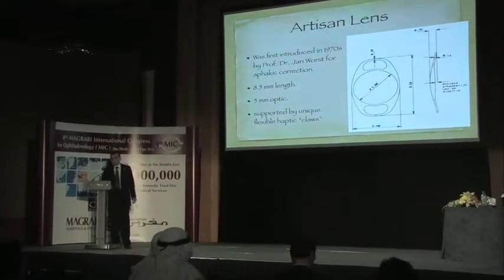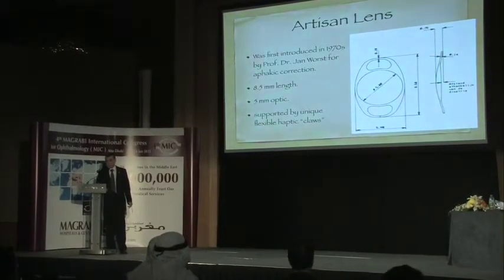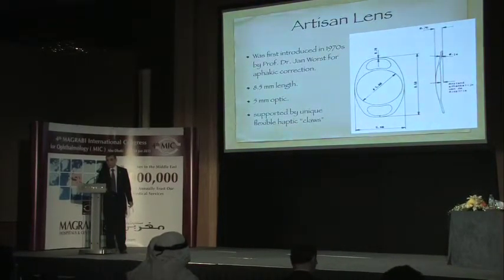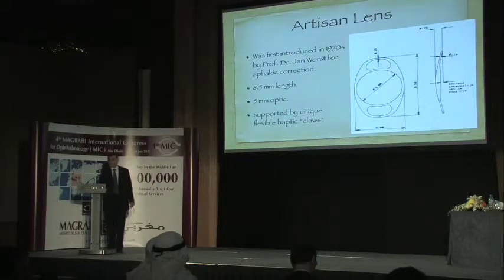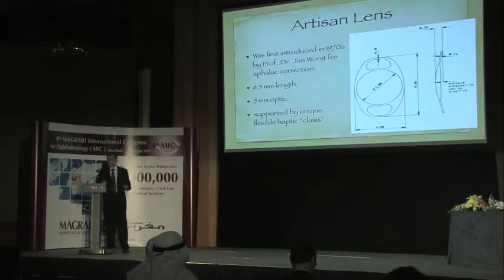As I told you, it was in the early 70s that Dr. Worst did it. Now the artisan lens has an overall diameter of 8.5 millimeters and an optic zone of 5 millimeters, and it's supported in the mid-iris periphery by very flexible claws. These are so flexible that they are very hard to break.